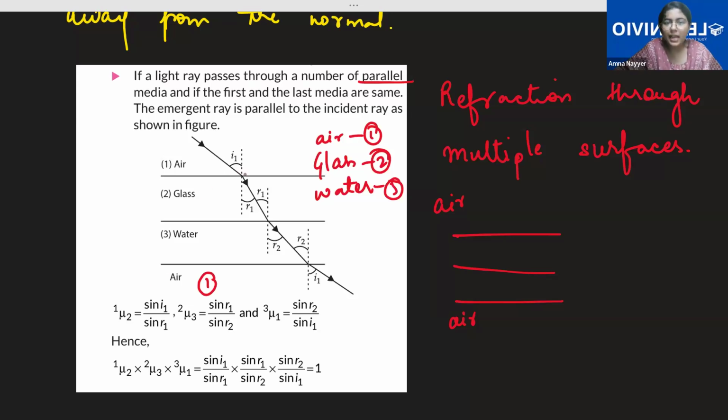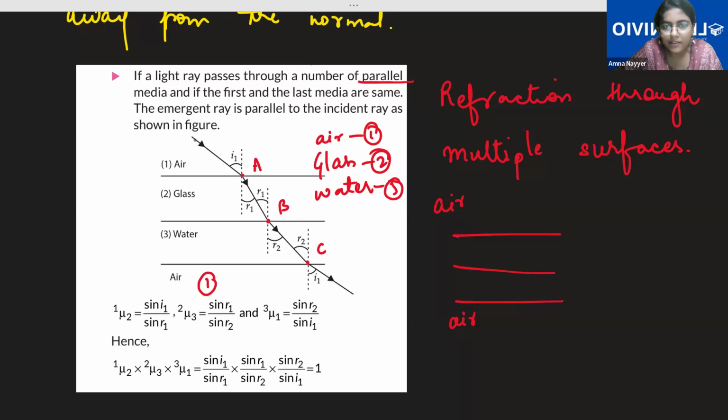So what we do is apply Snell's law at every point, let's say at point A, point B, and point C, so you'll get individual Snell's laws. We did a question similar to this actually. Remember when two media were there, glass and water, and the ratio was asked. So when you multiply all of them, whichever terms are common will cancel. Like sine I1 is coming here, sine I1 is coming back, so these will cancel. Like this, sine R2 will cancel as well.